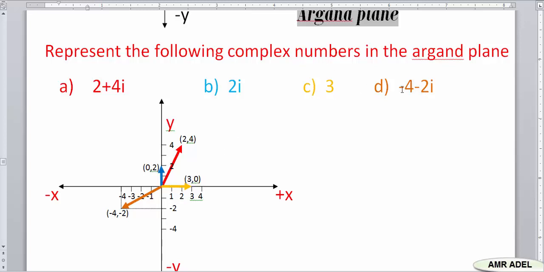Look at the fourth one. Minus 4 minus 2i. It means we have to go minus 4 in the real part: minus 1, minus 2, minus 3, minus 4. Then go down minus 2. So it will be up to here: minus 4, minus 2, and this arrow, which is the brown color.